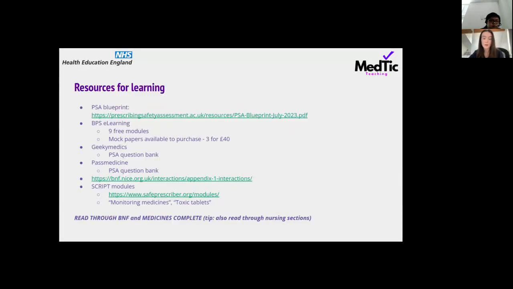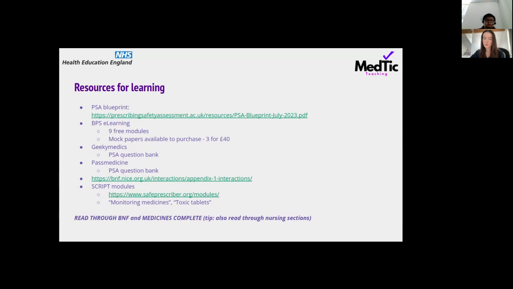These are a few of the resources that we all used on the committee when we were working towards our PSA. Definitely the online resources for the PSA that they've made themselves are, personally, the best thing to use in the run up to the PSA, especially the mock papers. There are a few other things. BPS e-learning has 9 free modules for you to do, and then you can purchase some mock papers. The Geeky Medics PSA question bank is really worth investing in, in my opinion. It has a wide variety of questions and it's not that expensive either. The same goes for PassMedicine, which is useful alongside your finals questions.